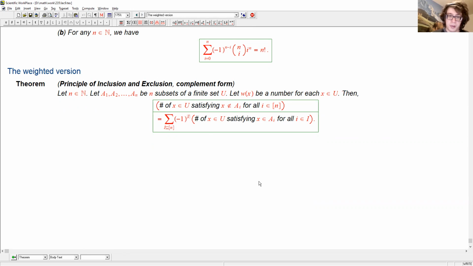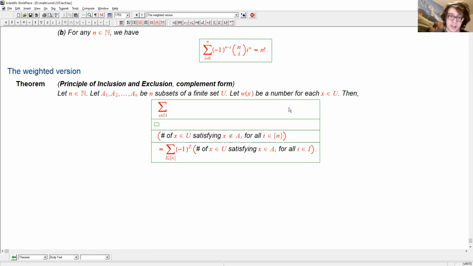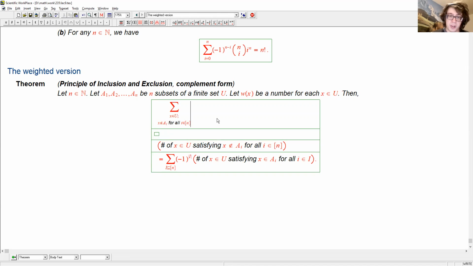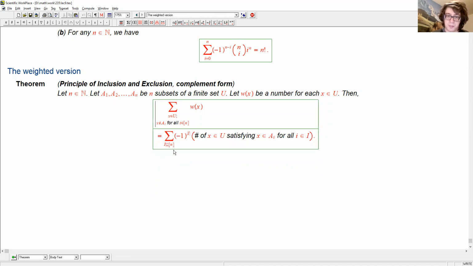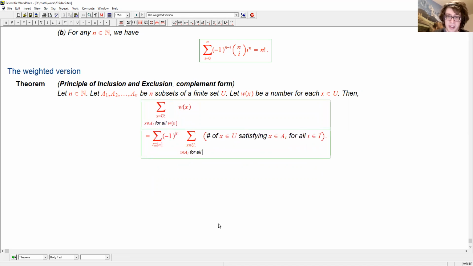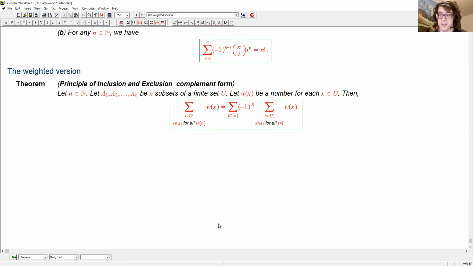Then, instead of taking this number, you take the sum over all X in U that are in none of the subsets, you're just copying these conditions, of W of X. And similarly here, sum over all X in U that are in the A_i for all i in I, W of X. And yes, one nice thing is the formula becomes shorter this way.